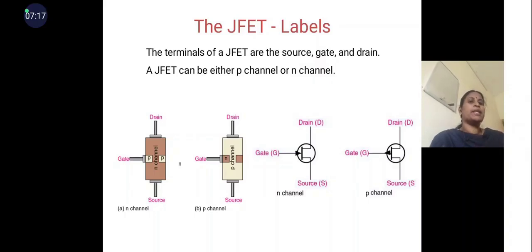So again I am repeating, JFET consists of three terminals: source, gate and drain. Depending upon the channel, it is classified into two categories, one is P channel and another one is N channel. Here we can see the symbolic representation of N channel and P channel JFET. In N channel you can see the gate arrowhead inward, and in P channel the gate arrowhead is outward. With this symbolic representation we can identify which one is N channel JFET and which one is P channel JFET.